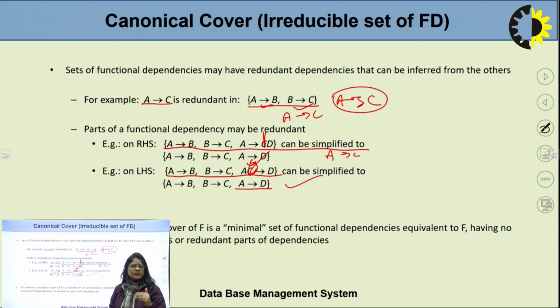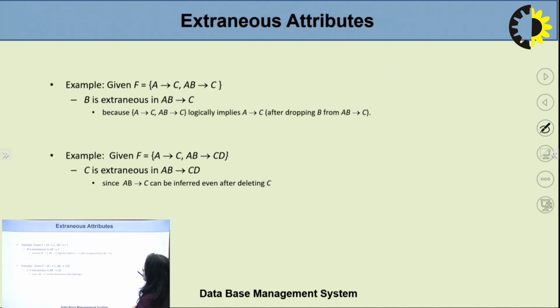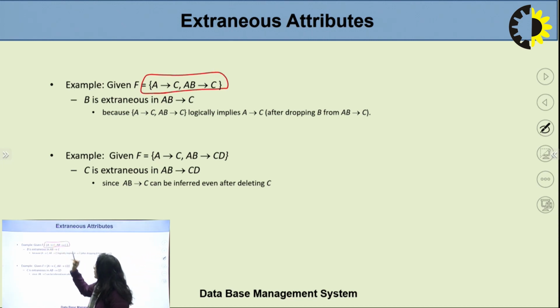So these are simple examples of how we can get the irreducible set of functional dependencies, how we can remove the extra elements or extra attributes from the functional dependencies. We can take a full example of that. Here we can find out anything extra in these two functional dependencies. Yes, we can find out this B is extra here.